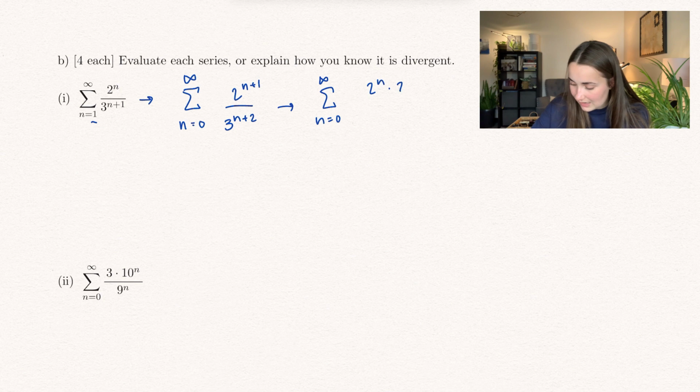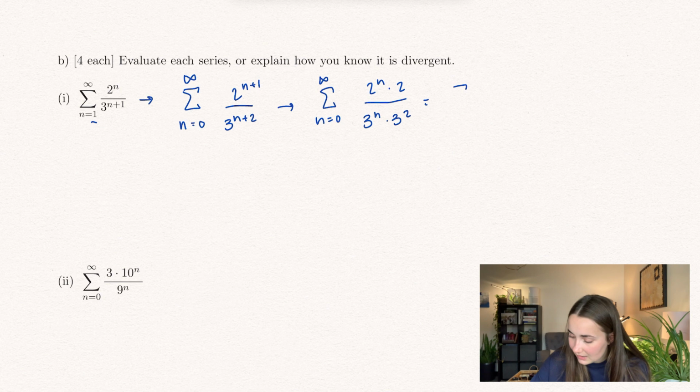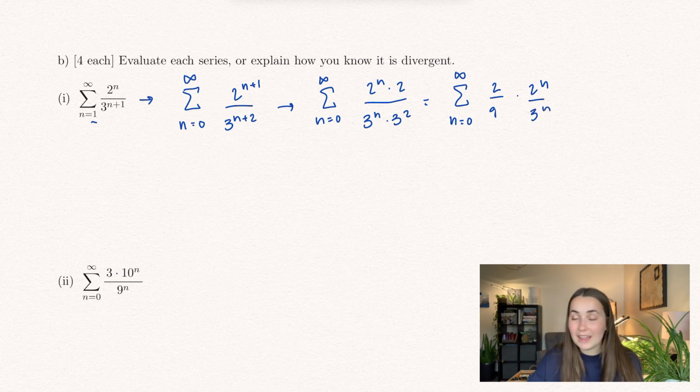So that's going to be 2 to the n times 2 divided by 3 to the n times 3 squared. Let's go ahead and separate this into just coefficients and then those powers of n. So here I've got 2 divided by 3 squared, which is 9. And then with the powers of n, I have 2 to the n divided by 3 to the n, which I can combine into one fraction. That's going to be (2/3) to the n.